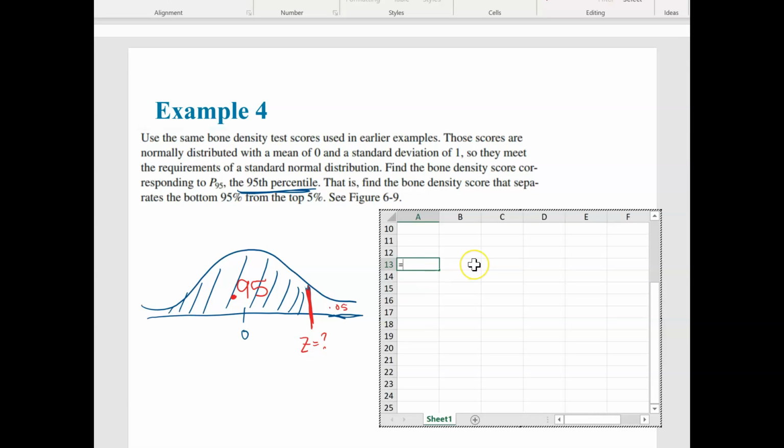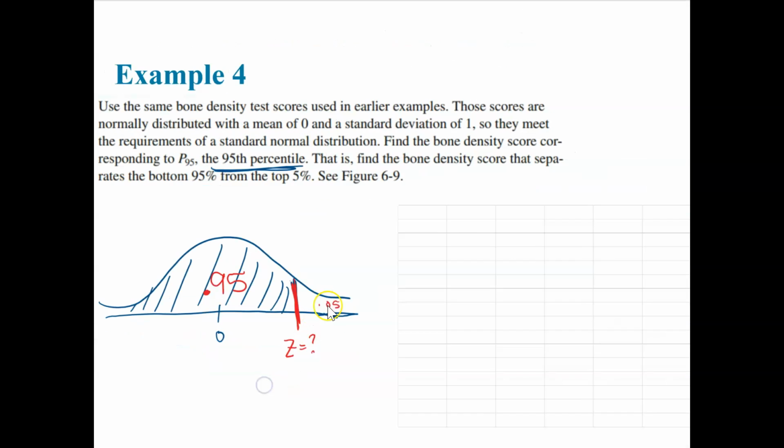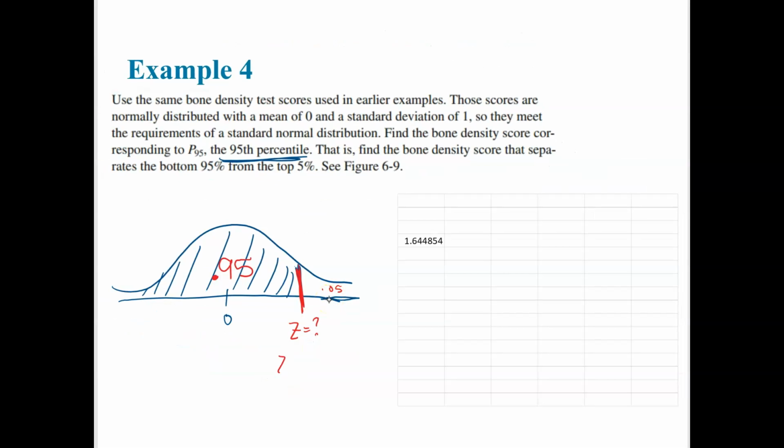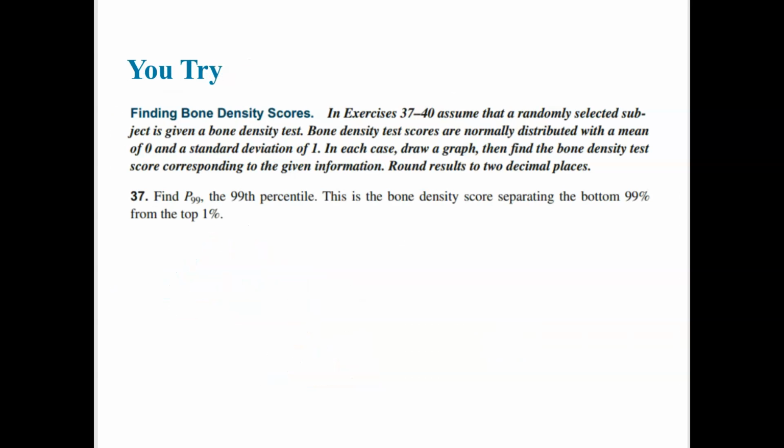So we'll type it in, inverted or INV, and the probability, remember, we're always looking to the left of the z-score, so that's 0.95. Our mean for standard is 0 and 1, enter, and we get 1.64. And we could say 1.645 if you wanted. So our z-score is going to be equal to 1.645, and that would be the answer. Go ahead and give this one a try.